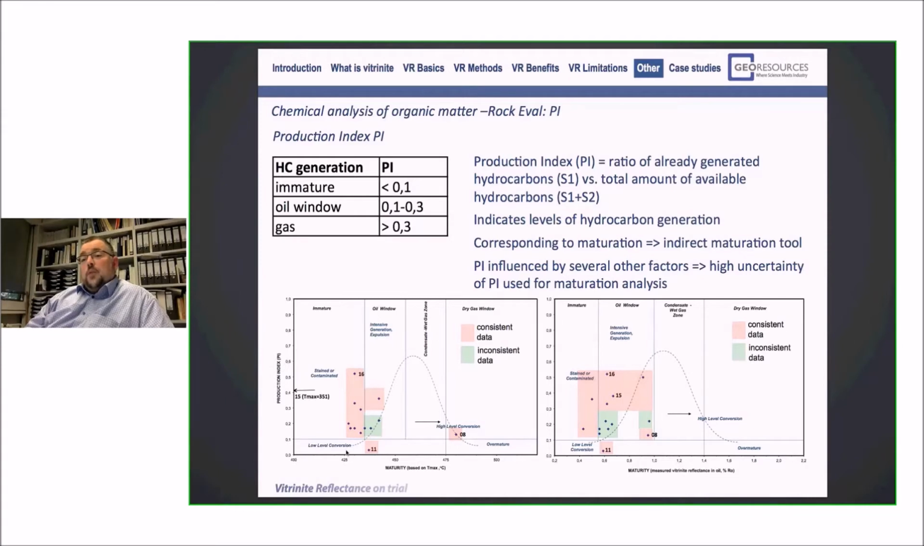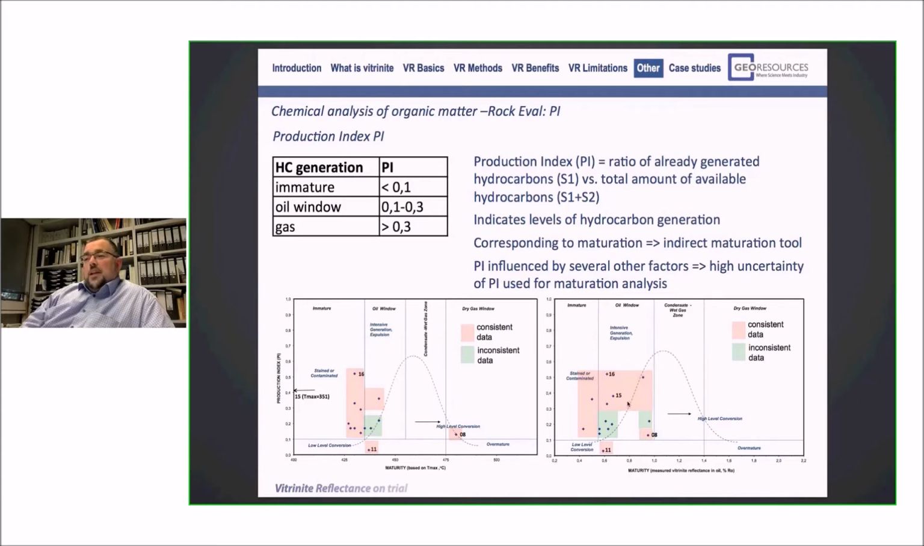And in fact, we see here how we plot the data. All these data, which are marked in red fields, are the inconsistent data. These data are immature according to Tmax, but mature oil and even gas mature according to the PI. So green are the consistent data and red are the inconsistent data.